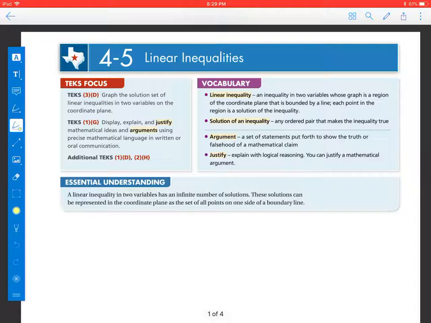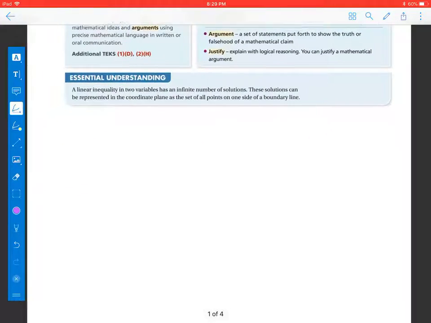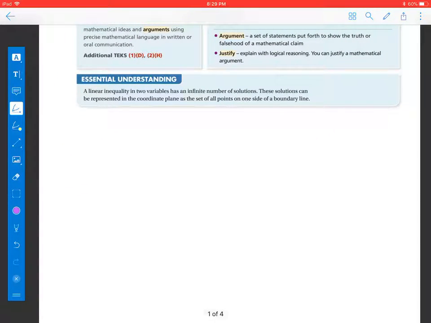All right, in this episode I'm going to start introducing linear inequalities. The essential understanding is that a linear inequality is an inequality with two variables whose graph is a region of the coordinate plane that is bounded by a line. Each point within that region is a solution, and when we talk about a solution, that means it's true.